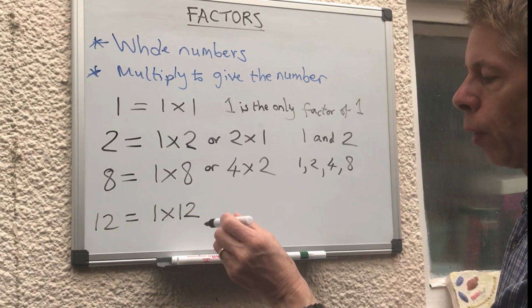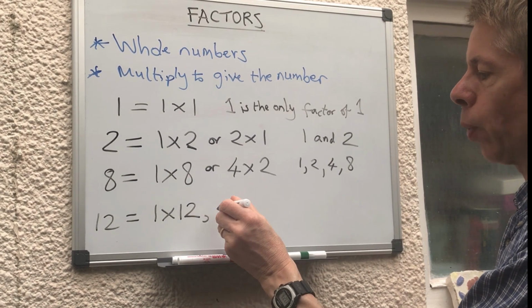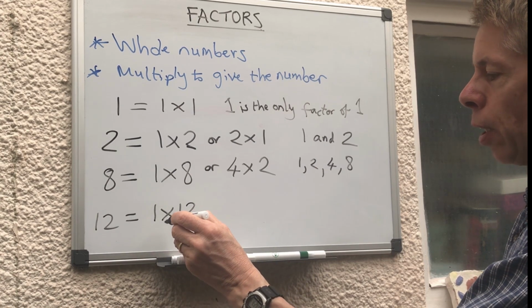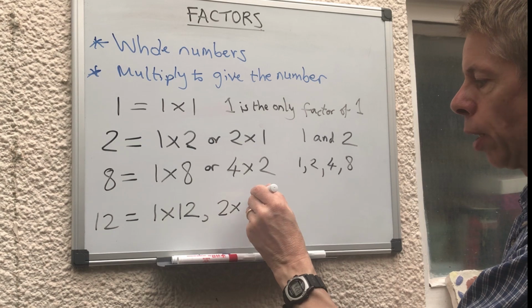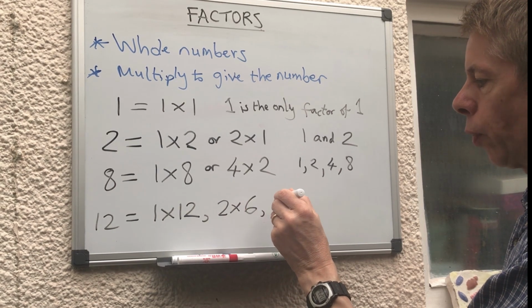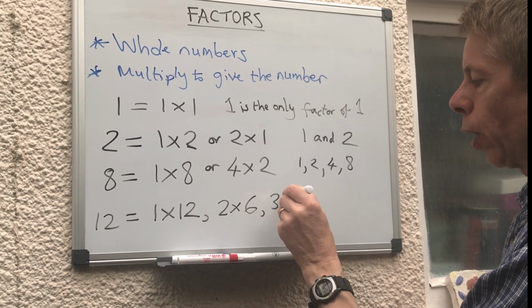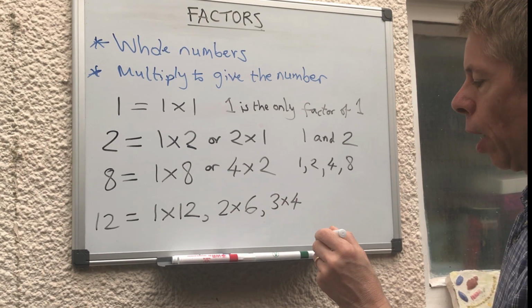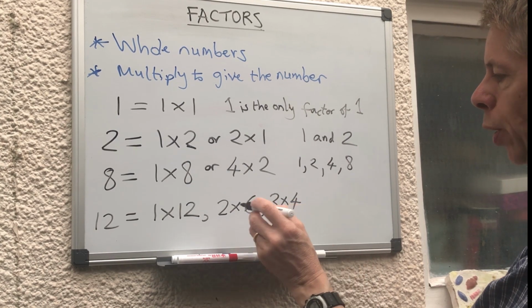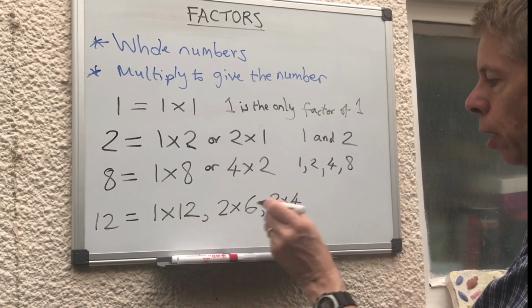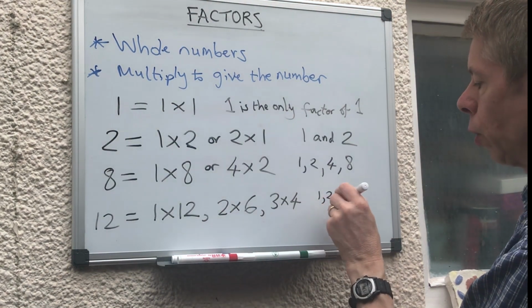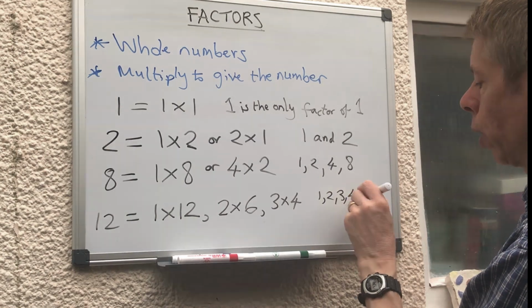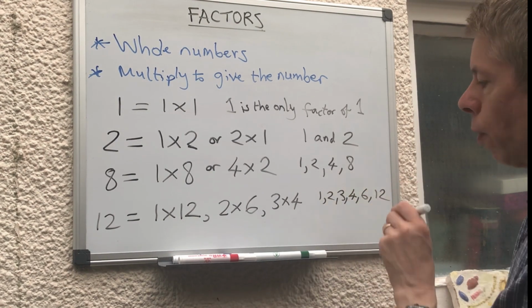So 1 times 12, we can also make 12, and what I normally do is choose the next number up. So now we're going to try 2, we can do 2 times 6. Now we're going to try 3, we can do 3 times 4. And then can we do 4? We've already done it. That means we know we've got all the factors. So obviously the factors of 12 are 1, 2, 3, 4, 6 and 12.